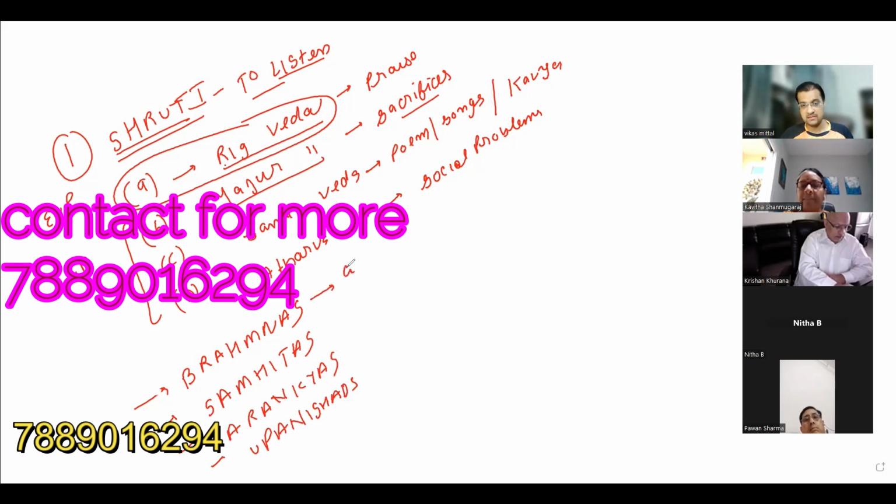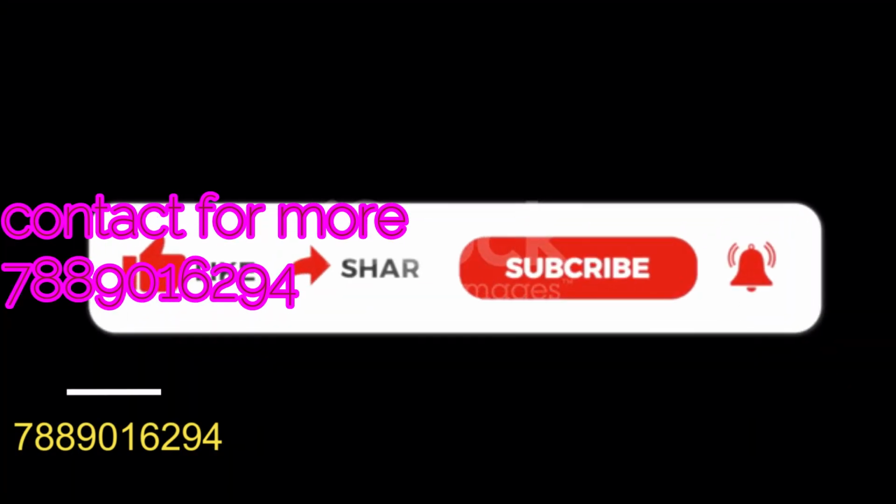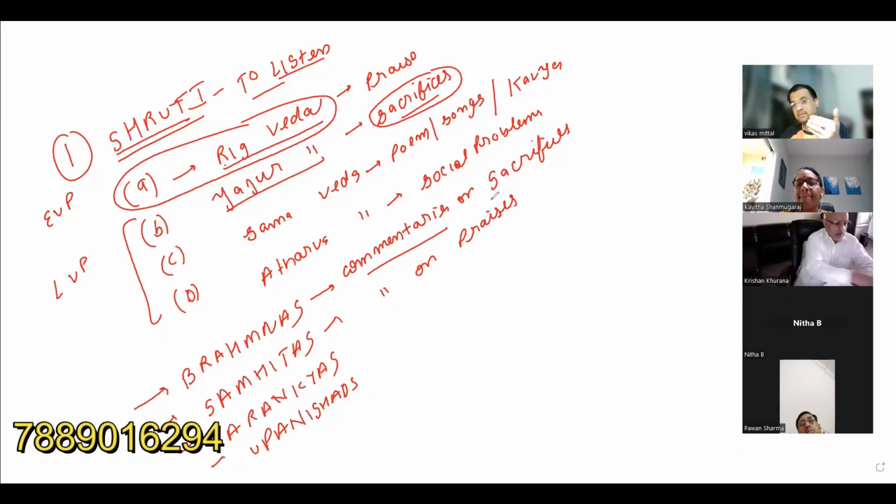Brahmanas means the commentaries on sacrifices, how to perform these sacrifices. Samhitas means commentaries on the praises, like this Lord is for this particular thing, like Lord Indra is for rain, Lord Varun is for water, like that. Aranyakas literally means the books written in forests.